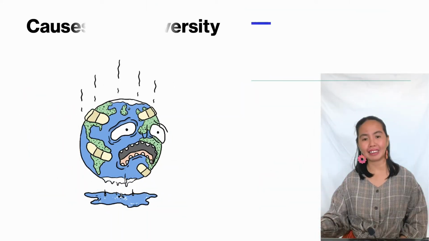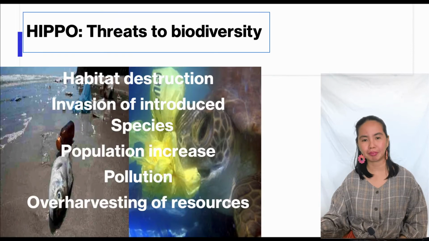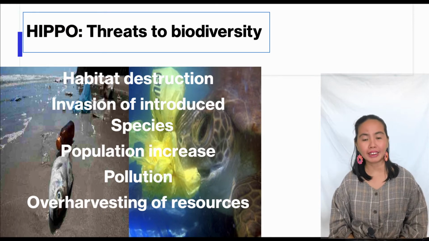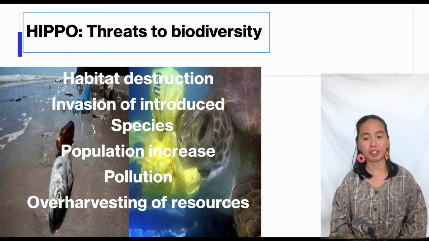Now let us know the causes of biodiversity loss. The threats to biodiversity have an acronym, HIPPO. H stands for habitat destruction, I for invasion of introduced species, P for population increase, P for pollution, and O for overharvesting of resources.